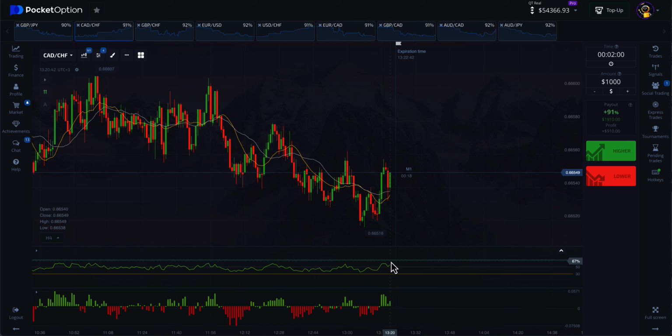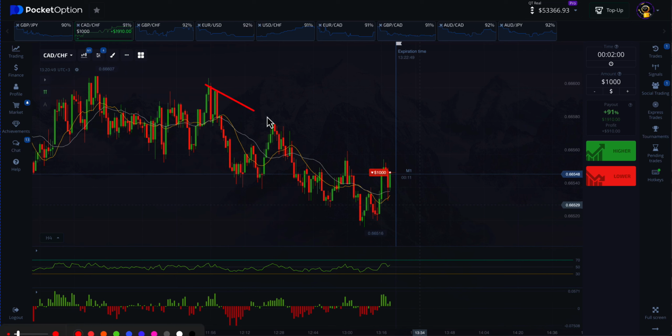So, I've already chosen my first pair for today. It will be a Canadian dollar to Swiss franc. I've entered the trade on the price drop, and I'll explain why.